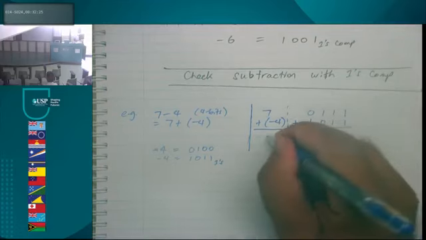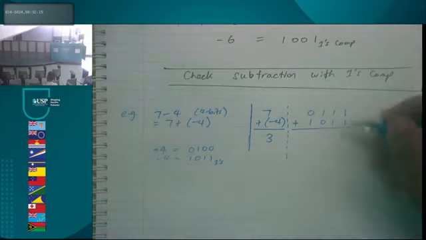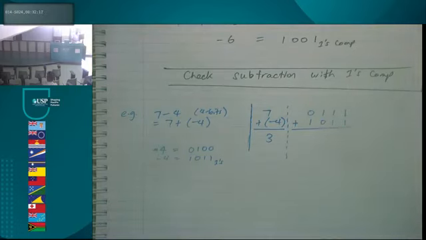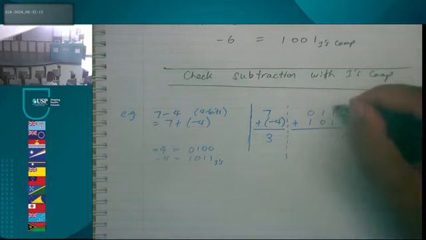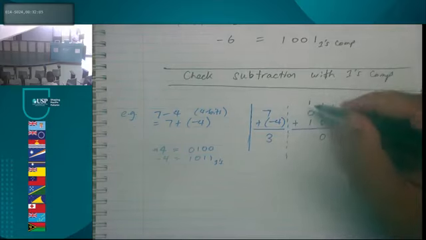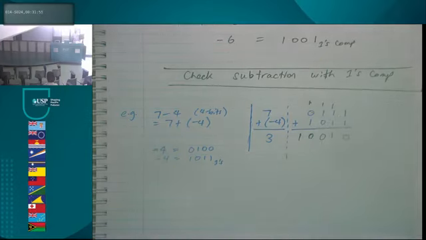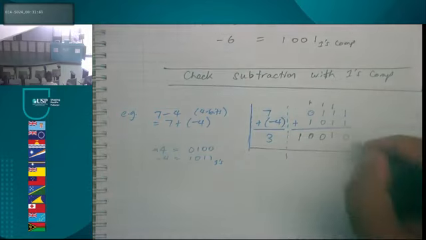7 plus negative 4 should give us a 3, right? 7 minus 4 is 3. Let's do this. 1 plus 1 equals 0, carry 1. 1 plus 1 plus 1 is 1, 1, carry 1. 1 plus 1 is 1, 0, carry 1. 1 plus 1 over here is 1, 0. Interesting. It gave us the wrong answer. So that's in 1's complement.